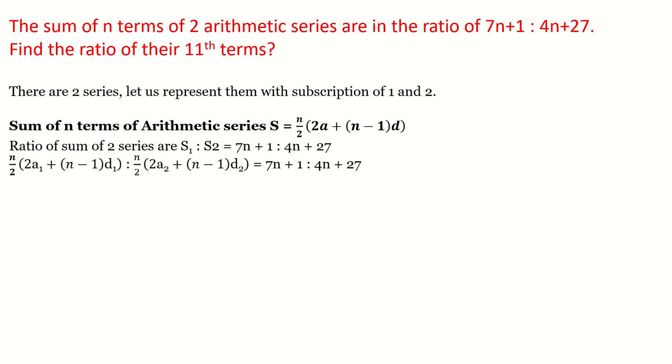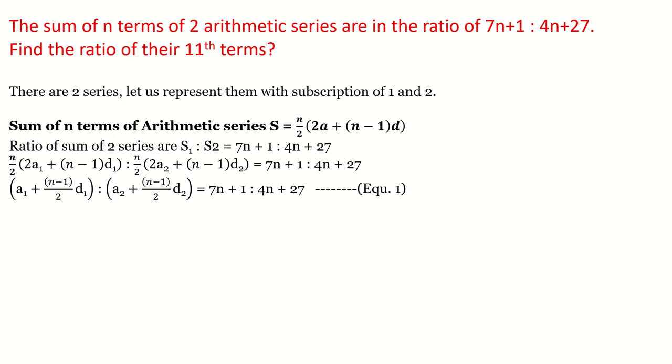That means n by 2 into (2a1 plus (n minus 1)d1) to n by 2 into (2a2 plus (n minus 1)d2) is in the ratio of 7n plus 1 to 4n plus 27. Now you simplify it, and divided by 2, you get it in the form of (a1 plus (n minus 1) by 2 into d1) ratio (a2 plus (n minus 1) by 2 into d2). This is equation 1, you call it.